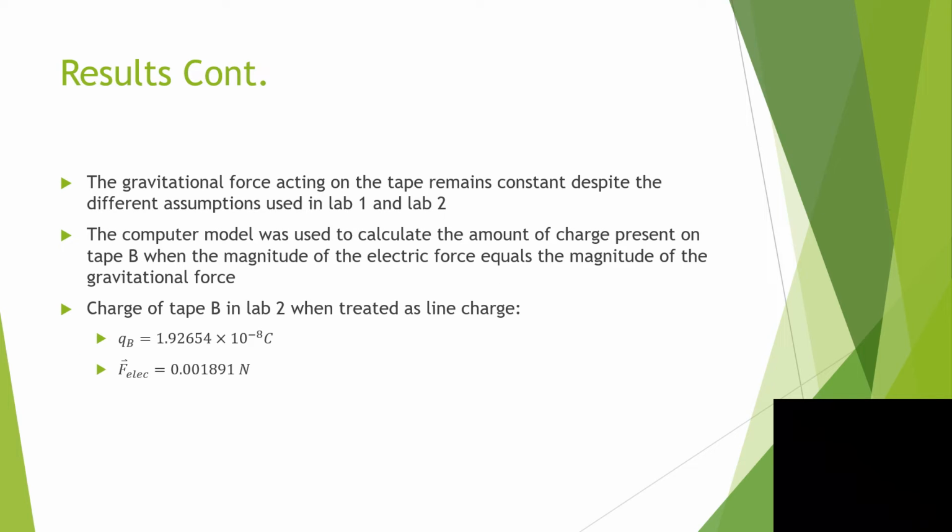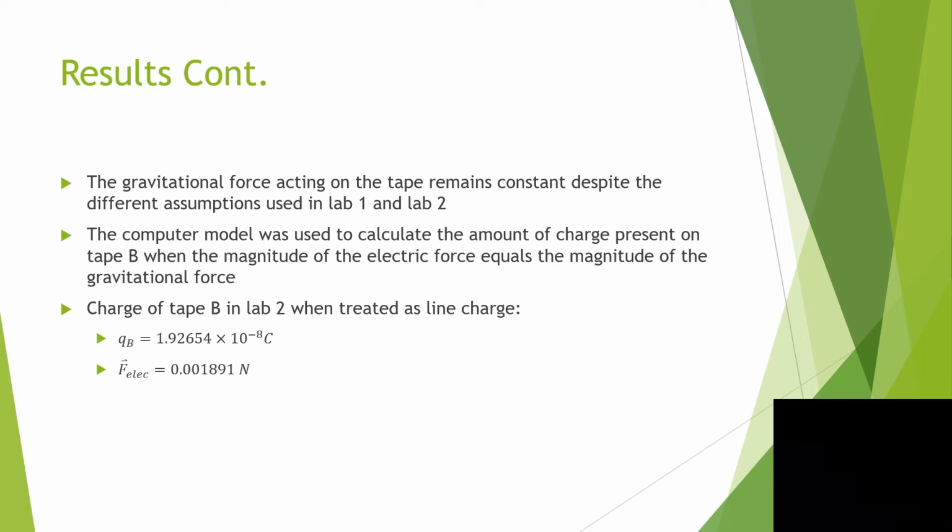It is known that regardless of whether the tape is treated as a line or point charge, the gravitational force acting on the tape remains constant. We can therefore assume that the gravitational force acting on this tape remains negative 0.001891 newtons. We have therefore used a computational model to calculate the amount of charge present on tape B when the magnitude of the electric force equals the magnitude of the gravitational force. We did this by guessing and checking the magnitude of the electric force while changing the charge of the actual tape.